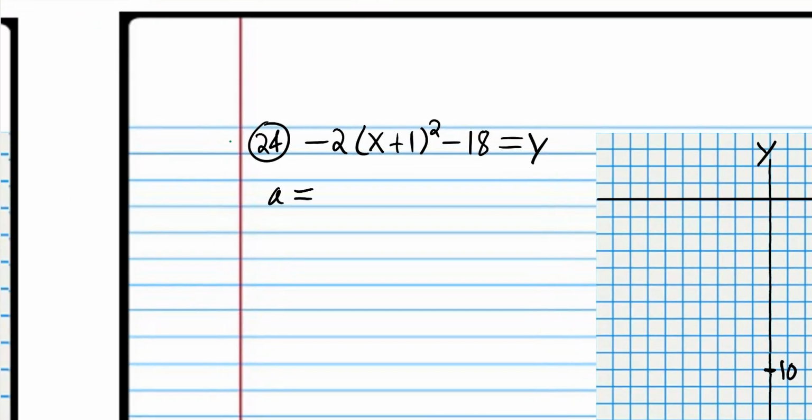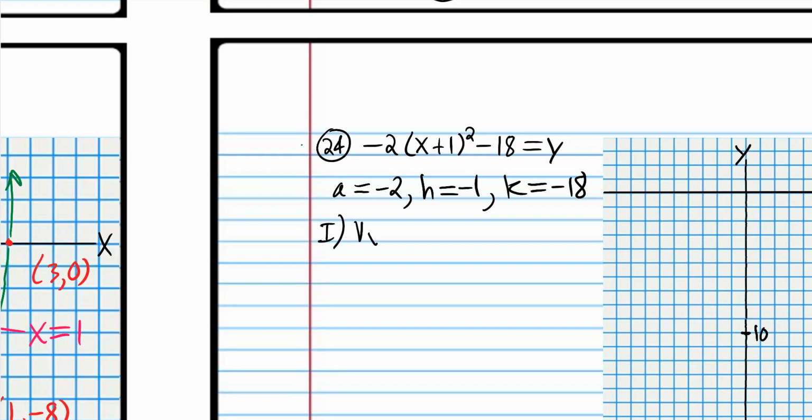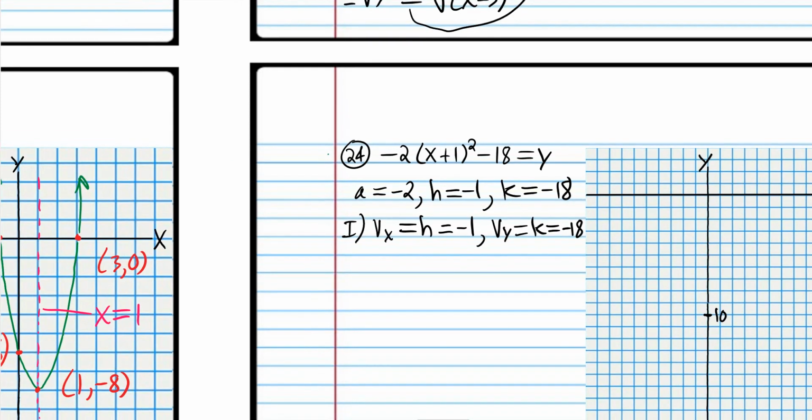So we're going to label constants. This is still vertex form. Obviously, we're going to find the x value of the vertex as usual. And so the vertex is obviously (-1, -18).